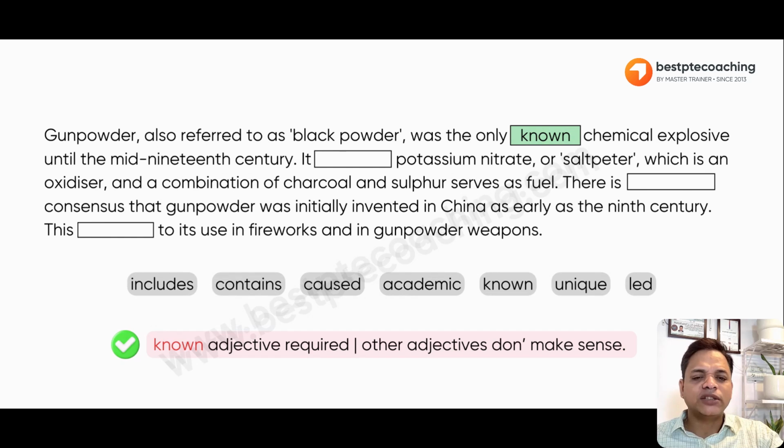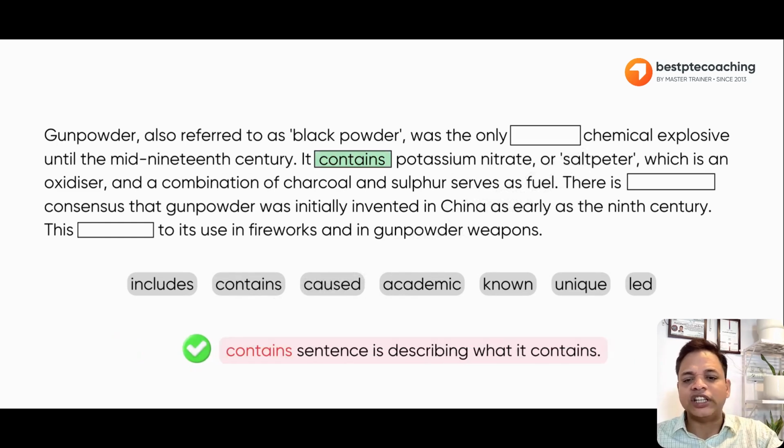It blank potassium nitrate or saltpeter, which is an oxidizer. The suitable word here is what? It contains only, not includes. It includes, you don't use for chemical composition. You use it for probably a holiday trip or something, okay? A package or something, or a commercial package. You use what? It includes, let's say, breakfast, something like that. So contains is the correct word for any chemical thing.